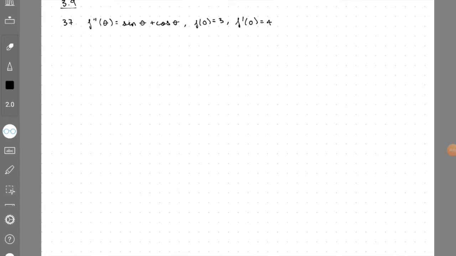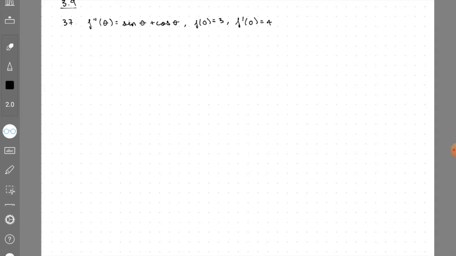We're back at section 3.9. It's about antiderivatives, and we're going to look at question 37. It's basically asking you to find f. Notice that we have f double prime, so this is a second derivative, so we're going to have to take the antiderivative twice.